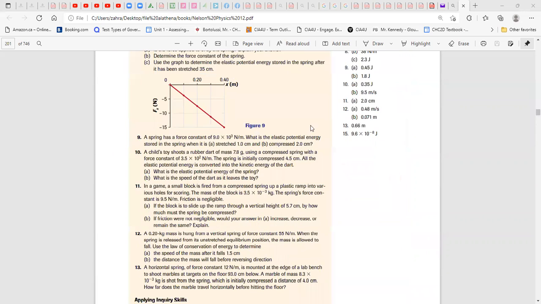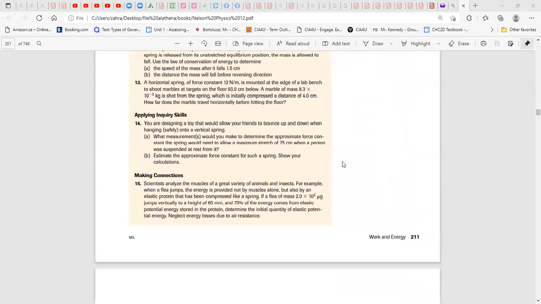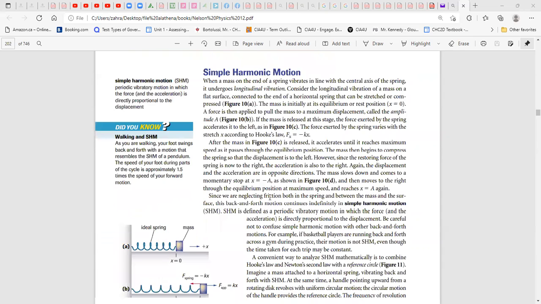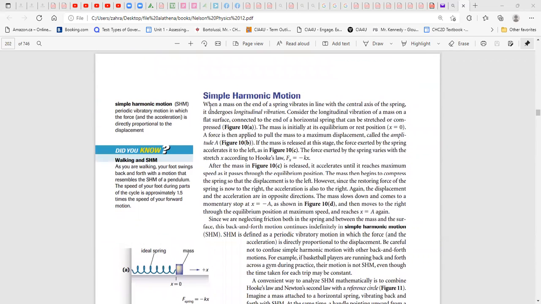So for practice, we can do questions 8, 9, 10, 11, 12, 13, and 15. This is page 211. So here we now want to talk about simple harmonic motion.